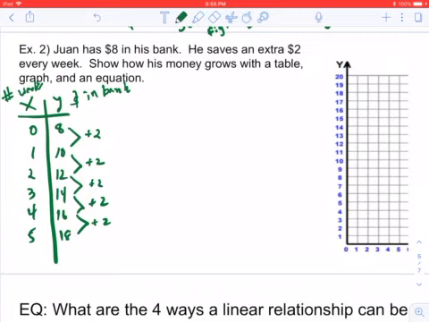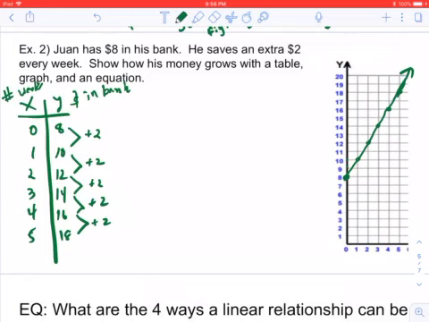All right, now let's go ahead and graph that. So we have (0, 8). That's our y-intercept. And then (1, 10), and (2, 12), and (3, 14), and (4, 16), and (5, 18). So each time we are increasing 2, going over 1. Oops, missed that last one, but you get the idea.